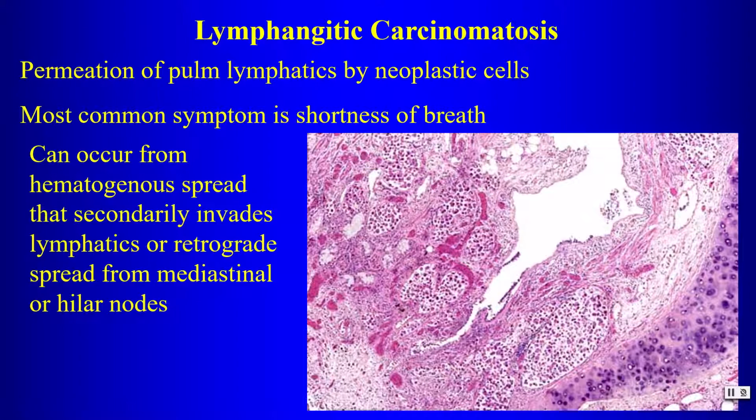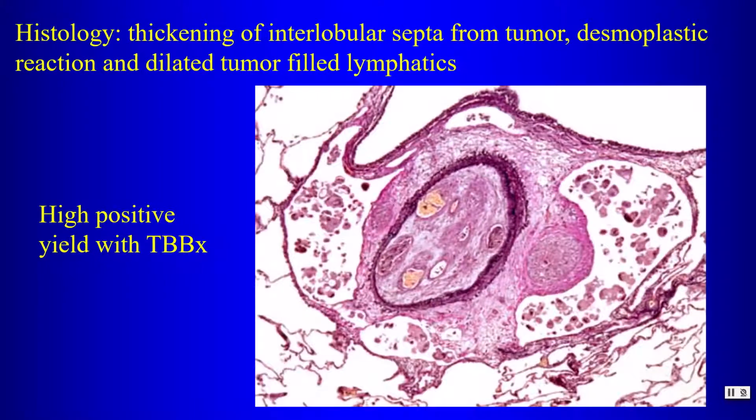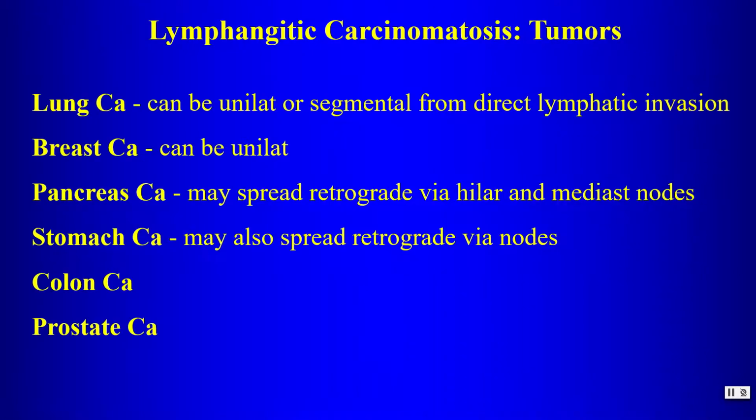We've covered lymphangitic carcinomatosis before, and this is where the lymphatics are permeated with tumor cells, and that will give you an interstitial pattern on the chest radiograph. This can occur from hematogenous spread, or can occur retrograde as the tumor spreads from affected lymph nodes into the adjacent lymphatics. There is a high positive yield with transbronchial biopsy. So here are the abnormal tumor cells within the lymphatics on this micrograph. And if we suspect lymphangitic carcinomatosis, you can recommend transbronchial biopsy, as that can give you a diagnosis.